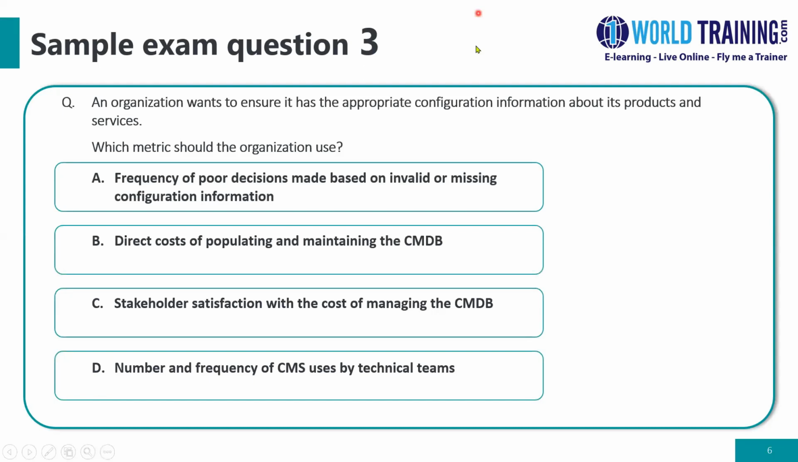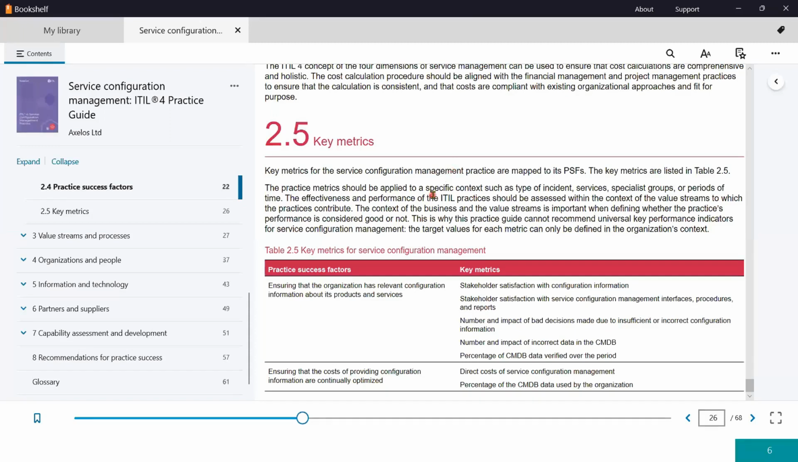Although you will not be able to access the practice guide during the exam, it's good to look at it to understand the correct answer. The question is about ensuring that there is appropriate configuration information about products and services, and therefore which metric should be used. The clue to this will be in one of the tables. This is table 2.5, which is the key metrics table. And you can see here, these are the key metrics for the practice.